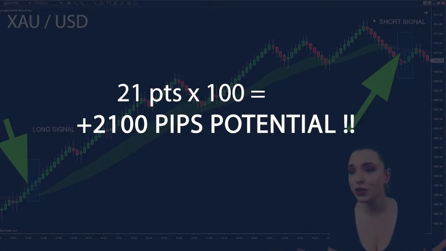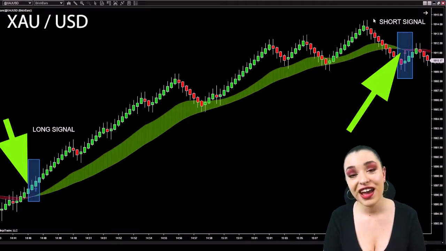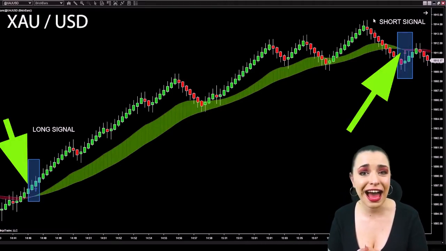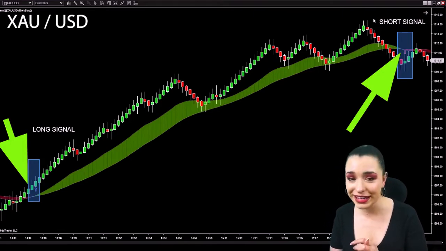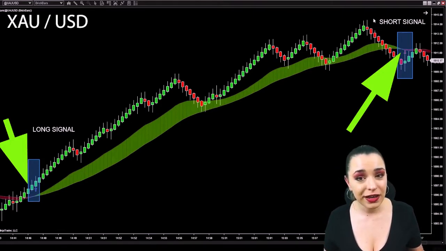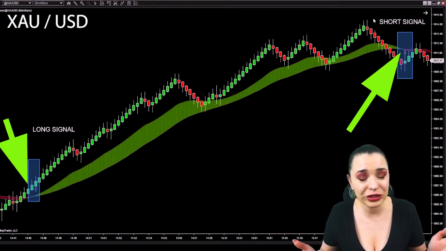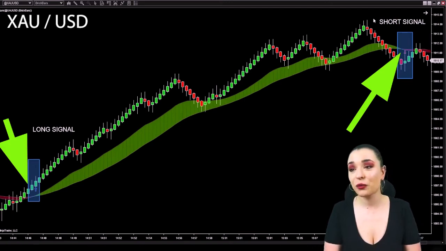Now, in our situation that we can see here on the screen, we would be looking at multiplying 21 points by 100, and that would give you an insane potential of 2,100 pips in one trend in half an hour. If that's not insane, then I don't know what is. And you know, I'm saying that a lot, especially lately, especially in the last month, because that's how gold has been behaving, okay? We can't help it.